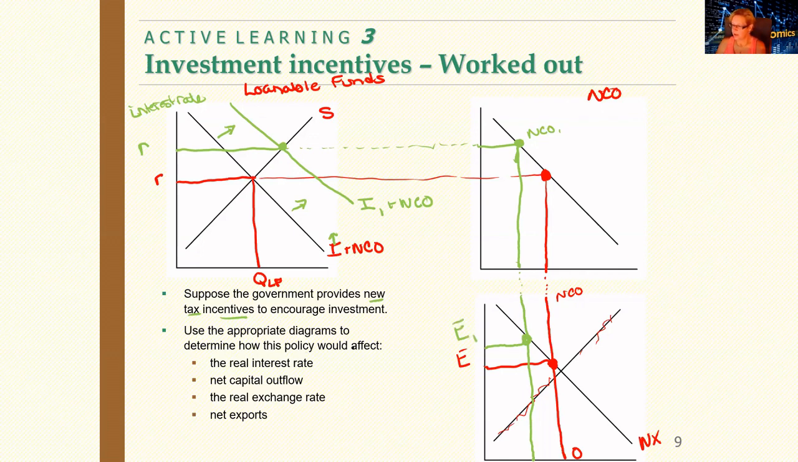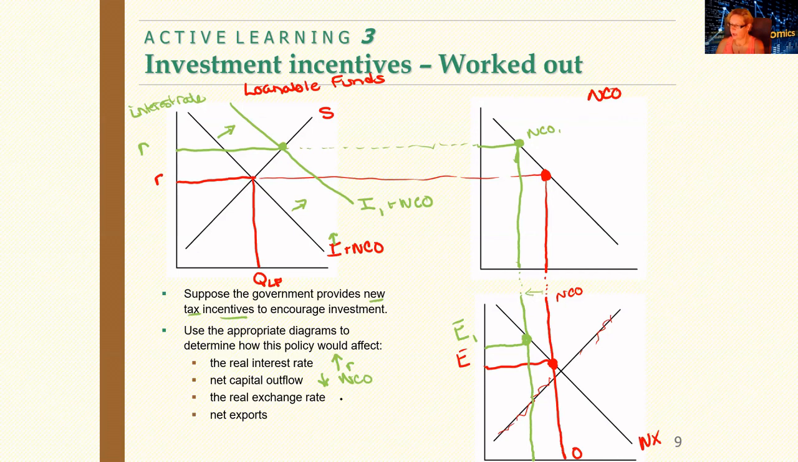So how would this policy affect the real interest rate? Well, what happened with the real interest rate? We increased the real interest rate. What happened to net capital outflow? Net capital outflow decreased. Why? Because the US is paying a higher interest rate, so more investment is staying home, and foreigners are bringing their financial capital to the US to invest because the interest rate is higher. So a decrease in net capital outflow, it's staying home. Okay, so we showed that here and here.